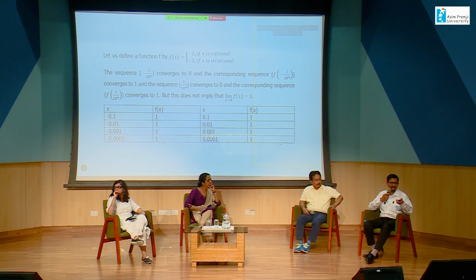On the other hand, again, when x approaches 0 from the right-hand side, taking values 1 upon 10 to the power n, where n tends to infinity, the corresponding value of the function also remains 1. So going by that logic, should we conclude that the limit of the function when x tends to 0 is 1? Because over 2 sequences, we find that x is approaching 0 and the function remains 1.